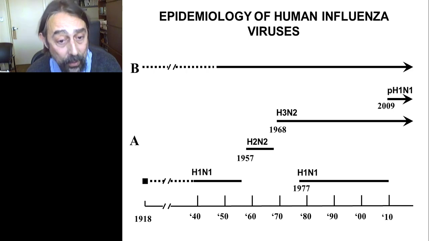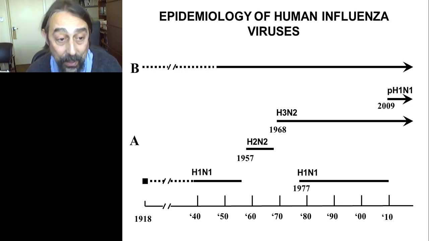And then finally, in 2009, a new pandemic virus came. We call it pandemic H1N1. It's an H1, the same subtype as was circulating before, since 1918. But the H1 was very different antigenically from the H1 that was circulating. So this is what allowed the virus to cause a pandemic that displaced all the H1N1s.